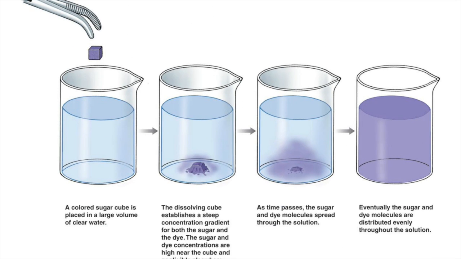Okay, that's a brief overview of diffusion. If you've ever made Kool-Aid, you've probably seen diffusion happen. Molecules don't like each other, so they spread out. That's diffusion. Things spreading out, and we say things go down their concentration gradient, or they go from a high concentration to a low concentration.